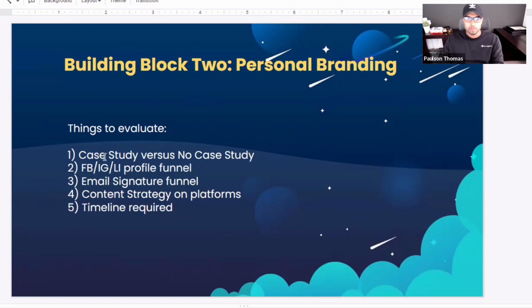Okay, so first things first, case study versus no case study. Okay, if you have a case study in the industry, great. If you don't, I'll share with you exactly how to leverage people in the industry for case studies. Let's say you're starting off with no proof in the pudding and you're getting ready to do some trials.